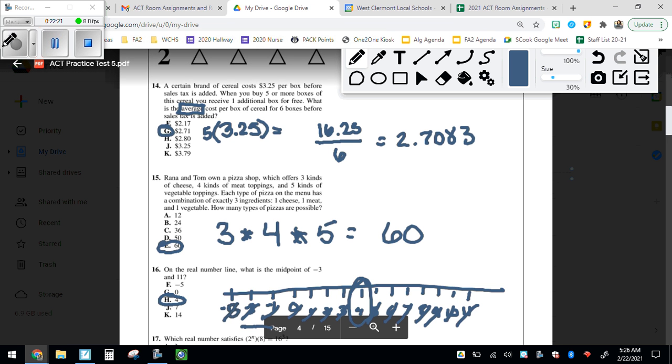All right, good luck on the ACT. Make sure you've got your room assignment. There is a practice ACT test on Schoology. It's got 6 questions for you to try out on your own.